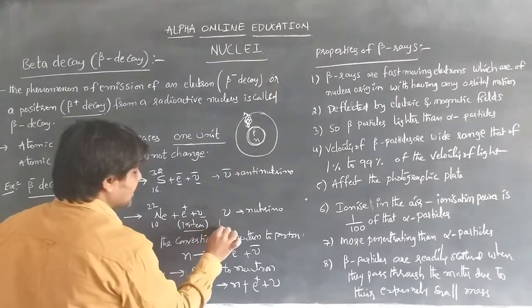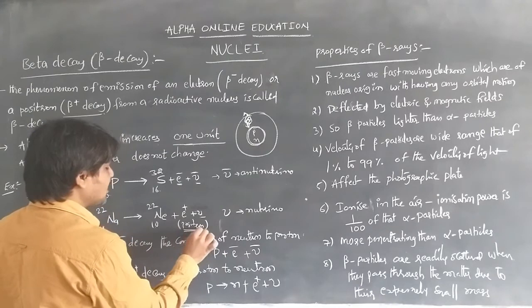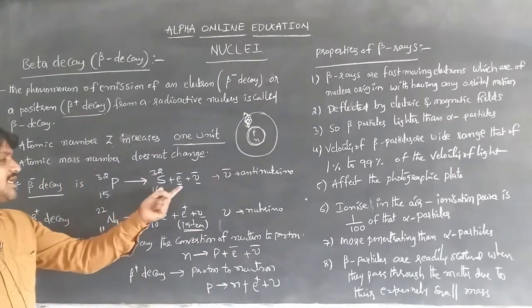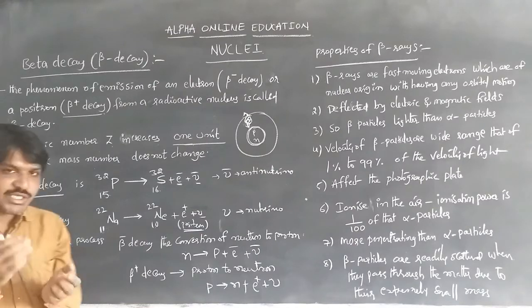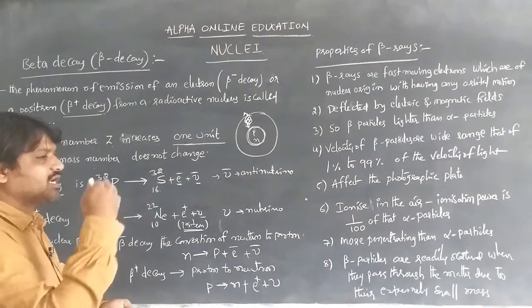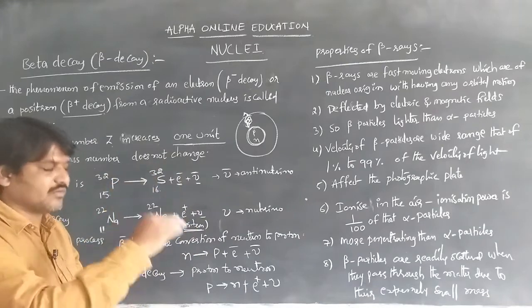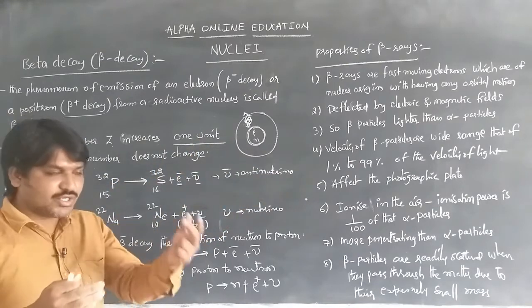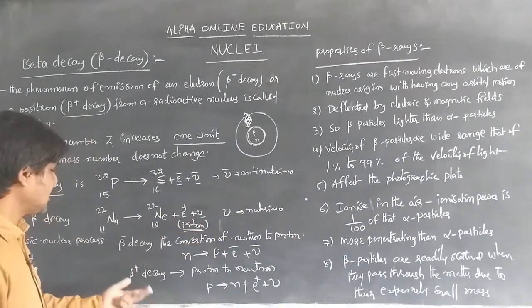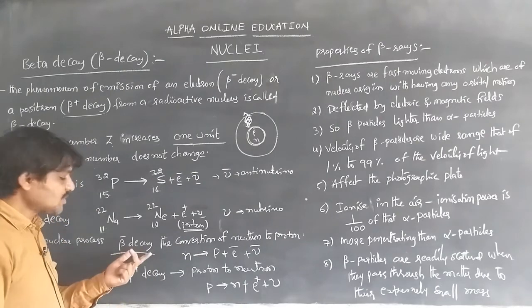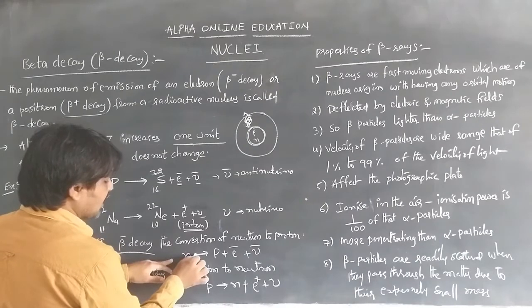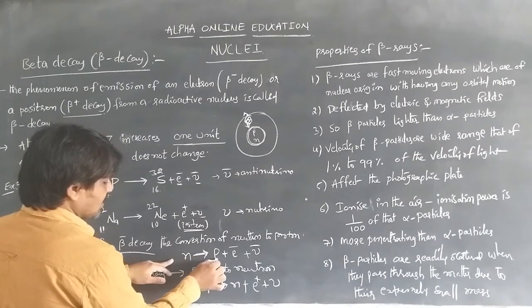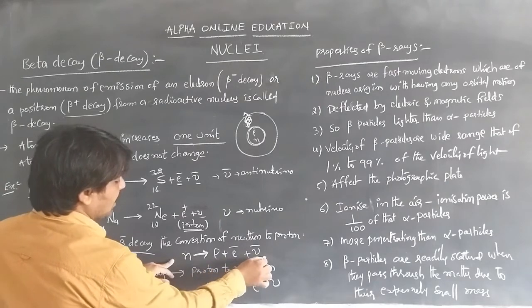If the nucleus disintegrates and emits a positron, that is beta plus decay. If the nucleus emits an electron, then that is beta minus decay. In this basic nuclear process, a proton is converted into a neutron, and a neutron can be converted into a proton. In beta decay, whenever it is present, the neutron is converted into the proton by emitting one electron and an anti-neutrino.